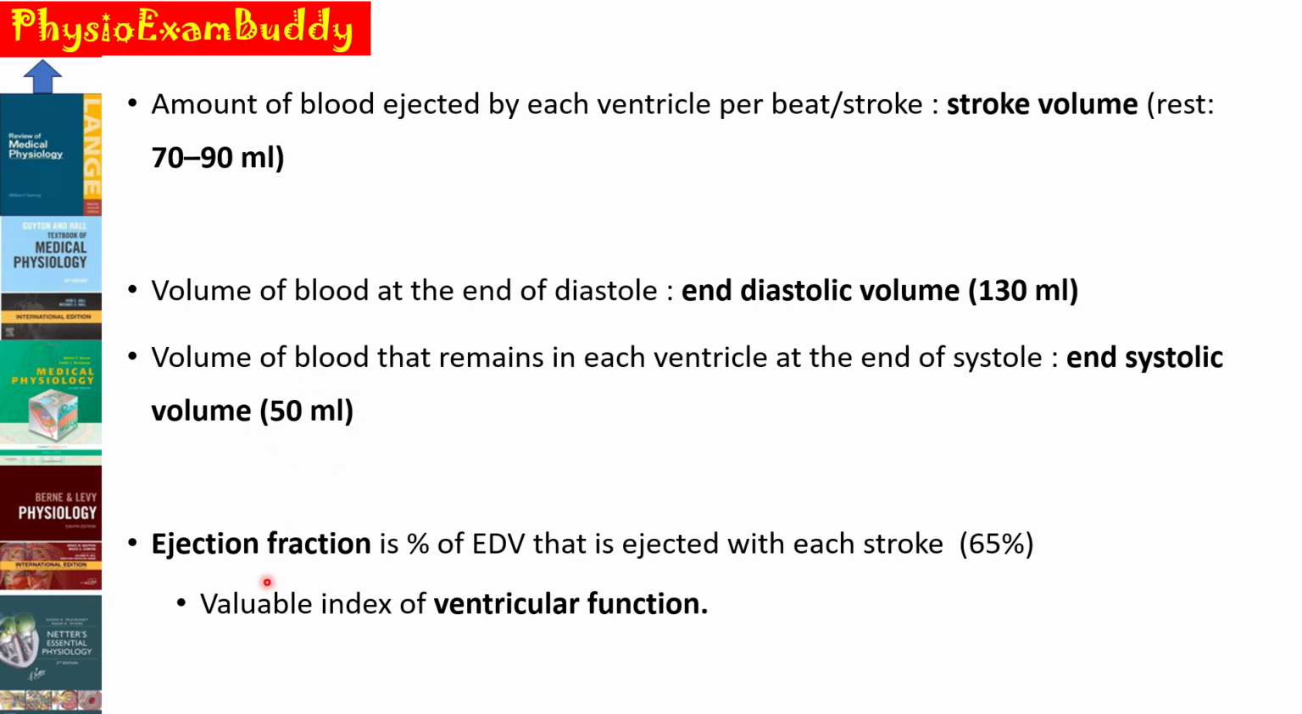Another MCQ or short question which can be asked from this area is ejection fraction. What is this ejection fraction? It is the percentage of the end diastolic volume that is ejected with each stroke, and the normal value of the ejection fraction is 65%. This is also a valuable index of ventricular function. So from this area, these MCQs or 1-mark questions can be asked.